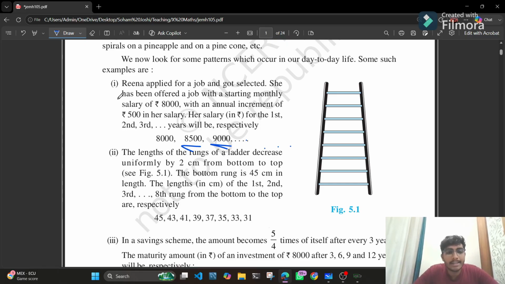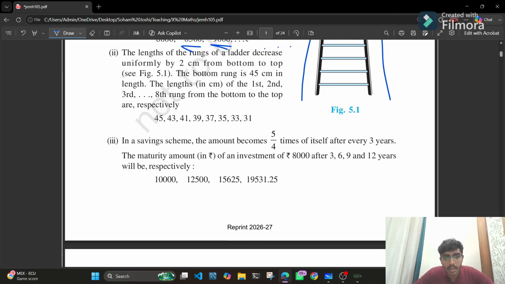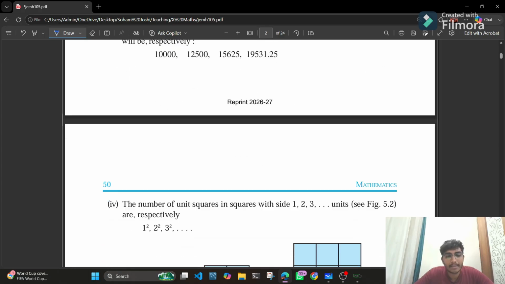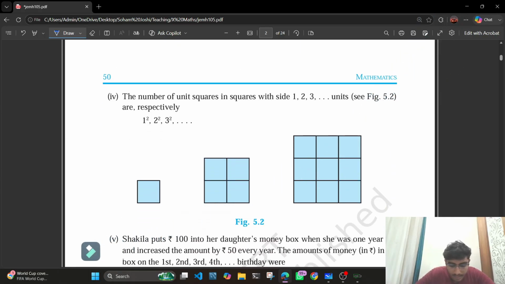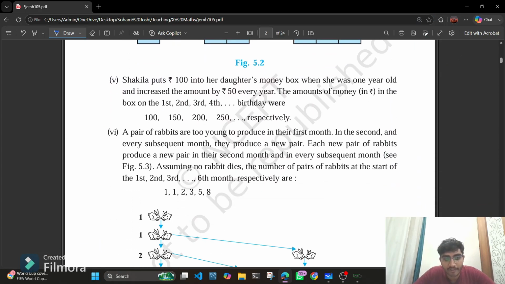Then the second example, we have the lengths of the rungs of a ladder decreasing uniformly by 2 centimeters from top to bottom. You can see that this ladder is in this shape. So basically, it decreases, right? So these are some patterns that can be noticed in our day-to-day life, right?